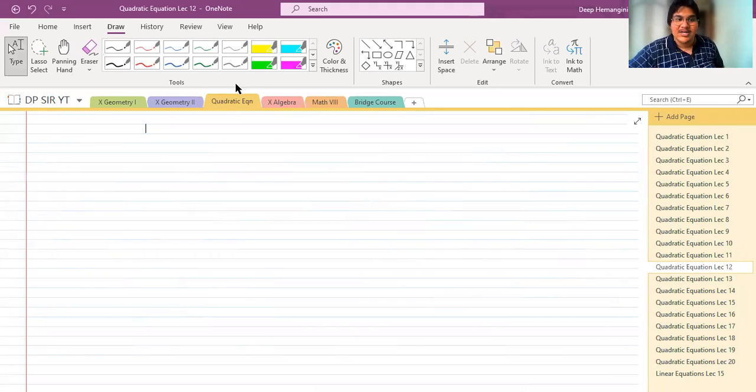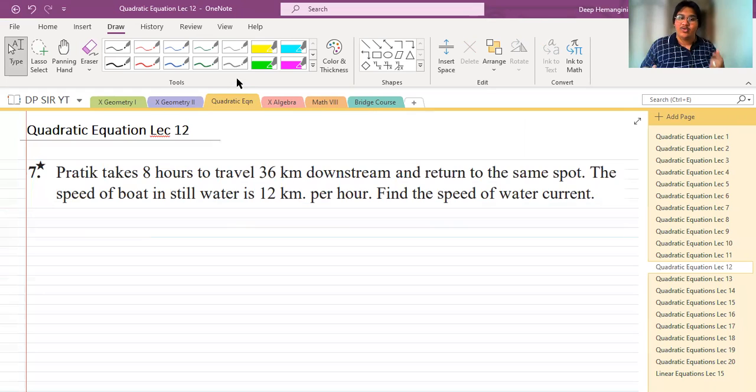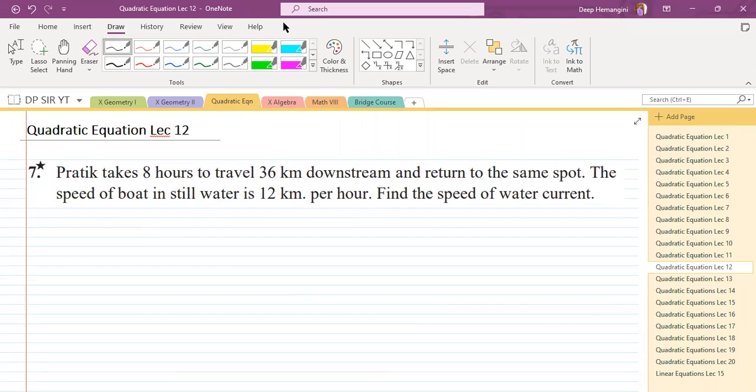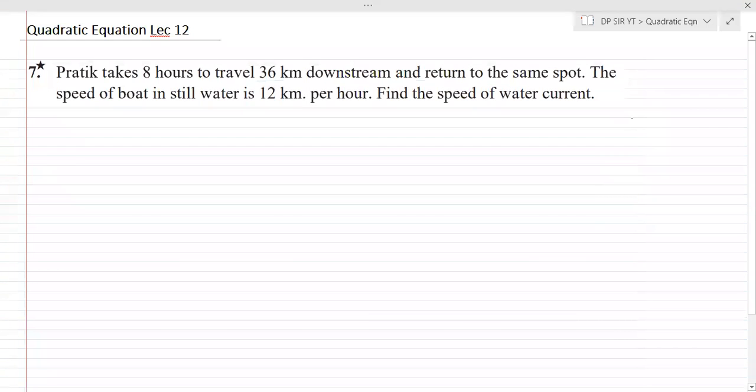Okay, so the question is: Pratik takes 8 hours to travel 36 kilometers downstream and return to the same spot. The speed of the boat in still water is 12 kilometers per hour. Find the speed of the water current. It's easy, you just need to pay attention. So see, the speed of the boat in still water is 12 kilometers per hour.